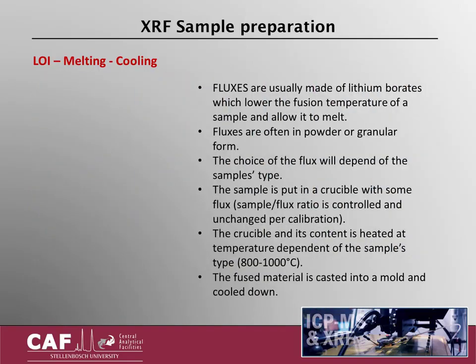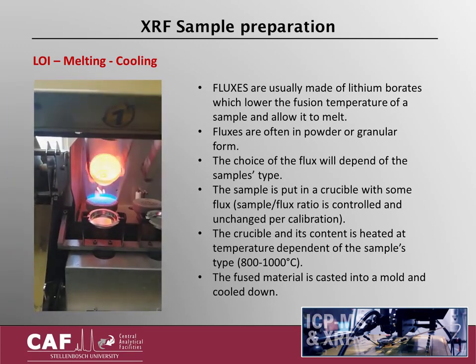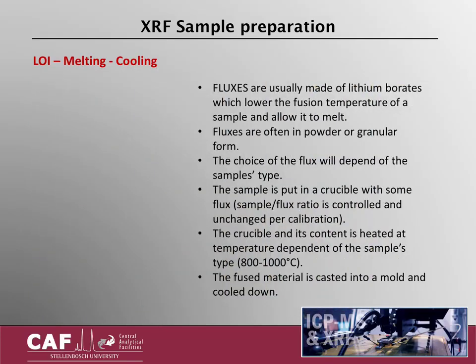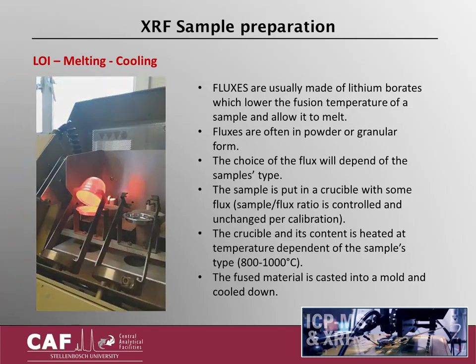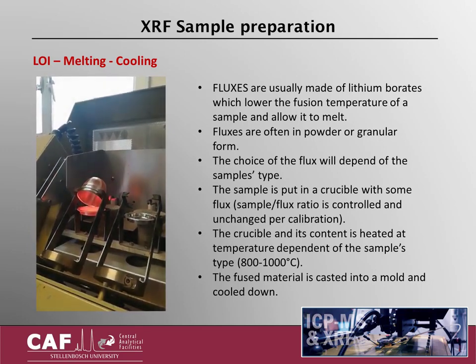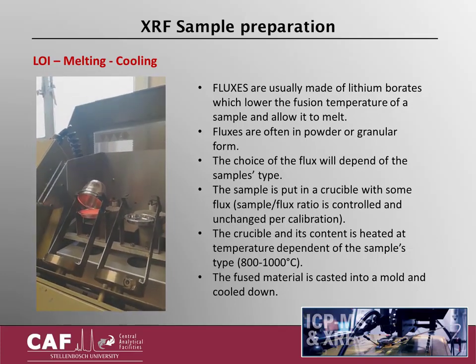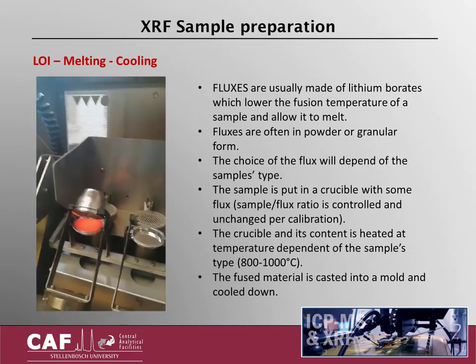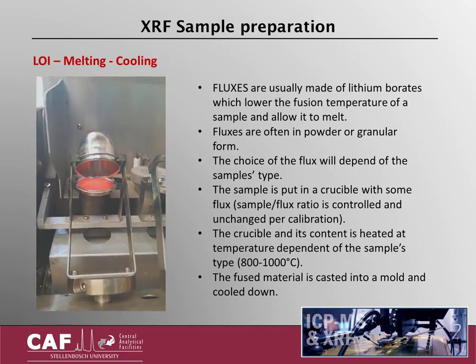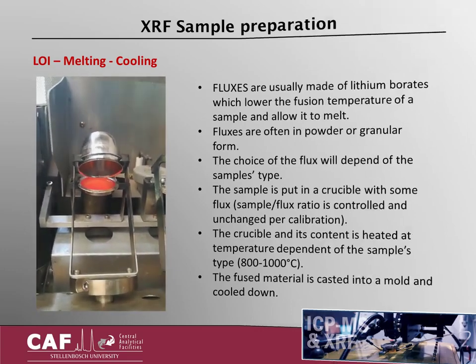The weighed sample and flux is placed in a platinum crucible. The crucible and its content is heated at a temperature between 800 and 1000 degrees Celsius. The temperature may need to be adjusted according to the sample type. It is very apparent in this fusion process that pre-knowledge of the sample type is extremely important to allow for correct selection of flux, sample flux ratio, and fusion temperature. Once the mixture is melted, it is cast into a mold and cooled down to form a fused glass bead.